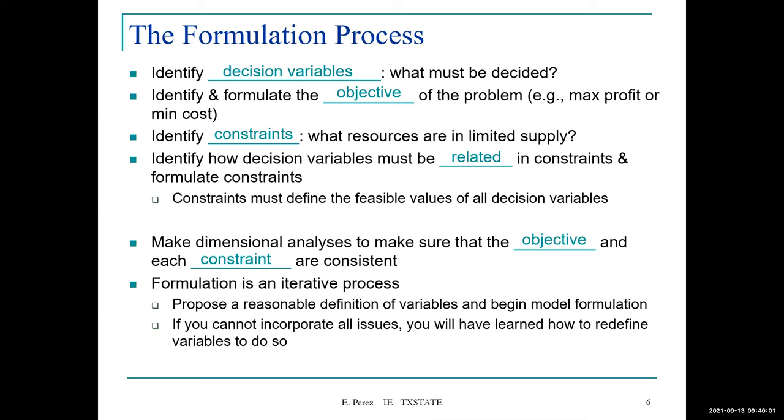Propose a reasonable definition of variables and begin model formulation. If you cannot incorporate all issues, you will have to learn how to redefine the variables to do so. Again, the way that you define your decision variables is going to have an impact on how the model is going to look. So make sure that you identify the right decisions. What are the things that you want to get from the model after you solve it? Use that information to formulate your decision variables, and from there, the objective function and the constraints.